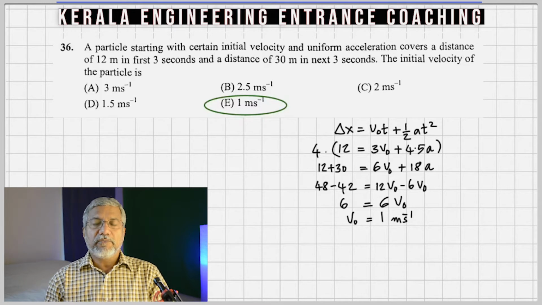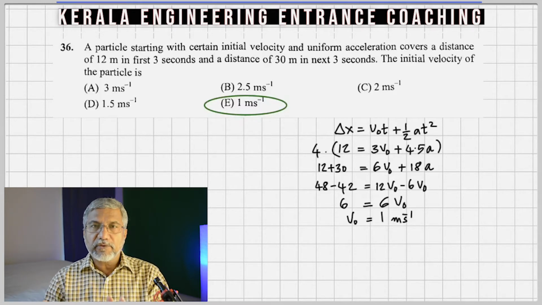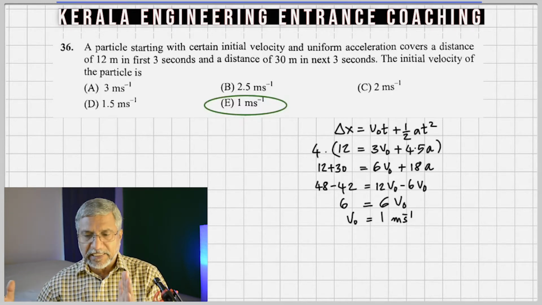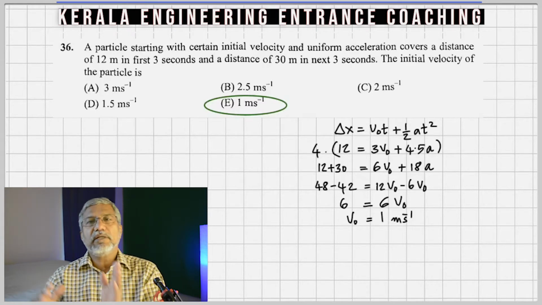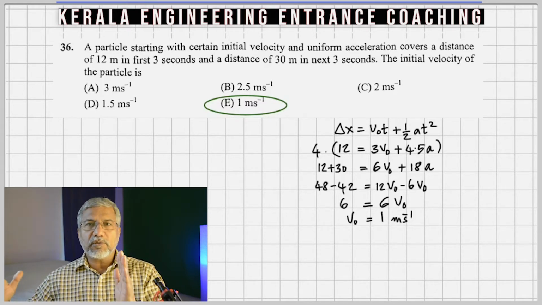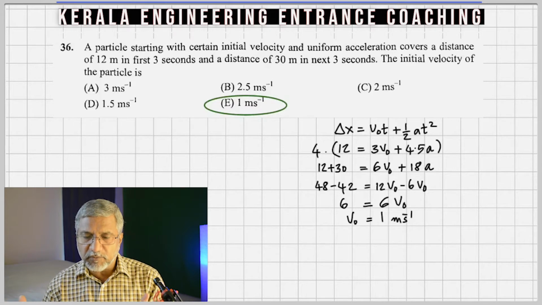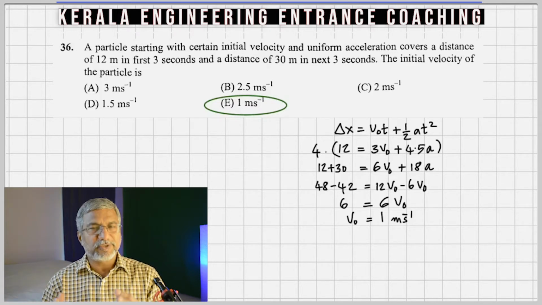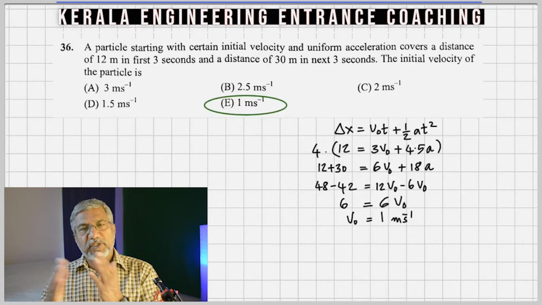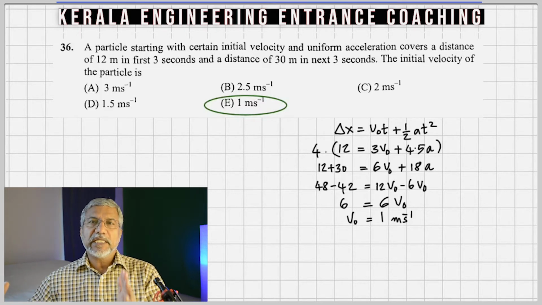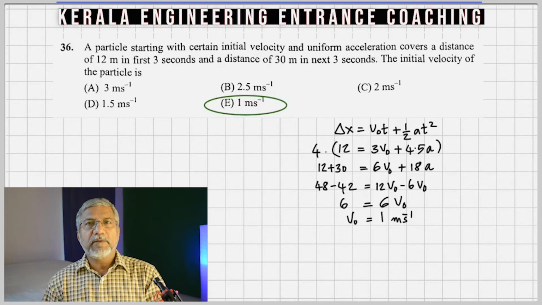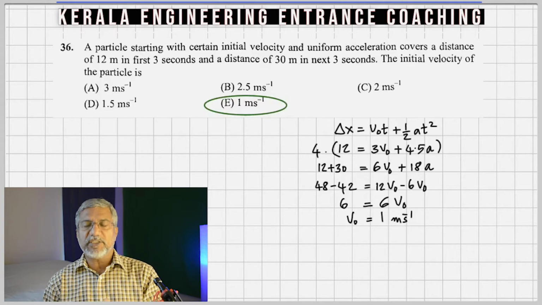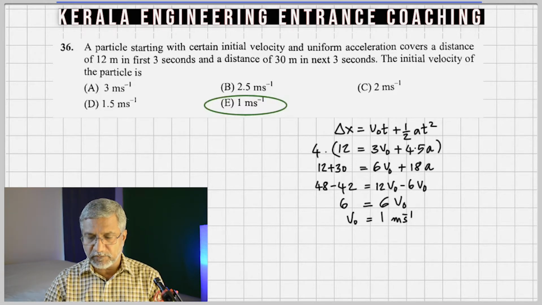Then, next when you consider the total time of 6 seconds, because it's first 3, next 3, total time of 6 seconds, how much did it travel? 42 meters. That's right. 12 plus 30. 42 meters in 6 seconds. Because we can only use the total displacement in this equation. So that's why I'm doing that.